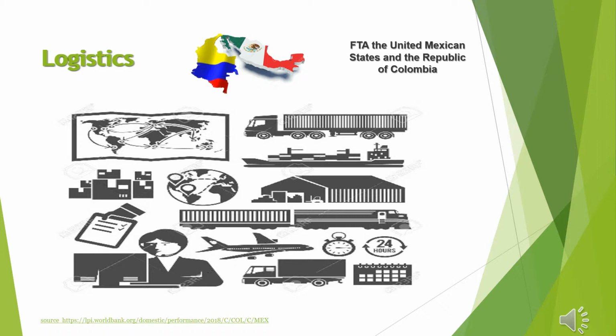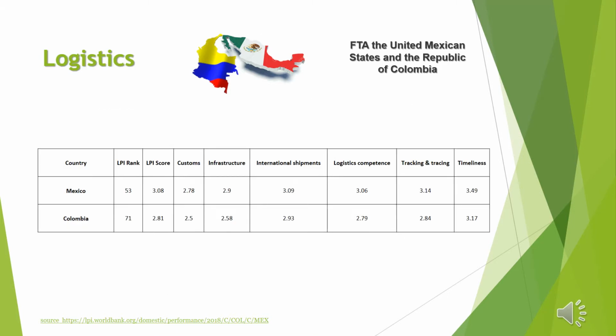That's an important topic in free trade, because it's about how the shipping is, how the time is, how long the delivery is going to take. It is one of the most important items in the FTA. Here in this square we compare Mexico to Colombia. We can see how they rank in the Logistics Performance Index around the world.